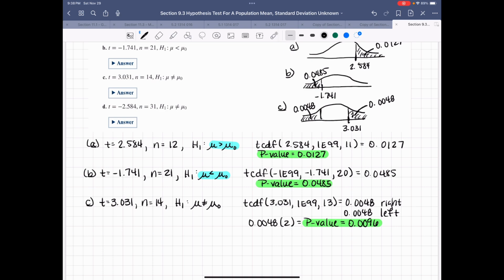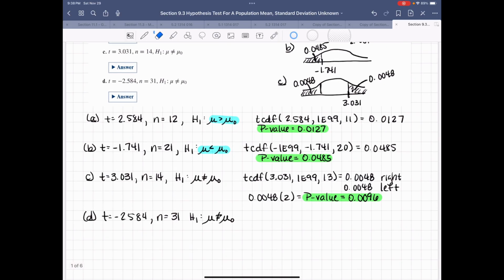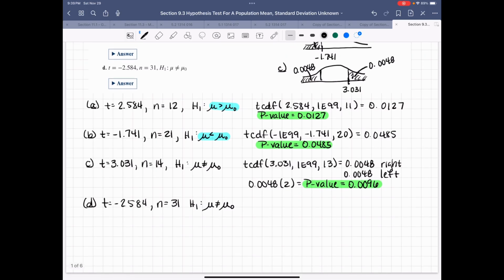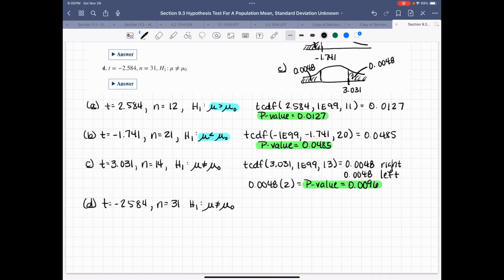Okay, and then D says T equals negative 2.584, N equals 31, and that alternate says that mu does not equal the null. Okay. So this is kind of what I was talking about if it had been the negative there. So it is the negative side this time. And I'm going to draw its picture down here, since I don't have a lot of room up there.